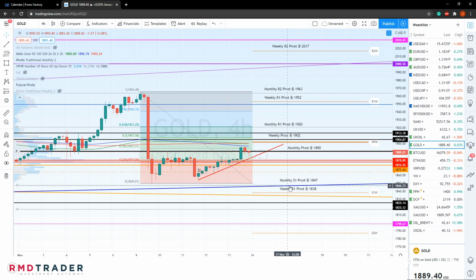If at any stage price were to break below this, let's call it diagonal support, that could see another test of this area of maybe 1,847, and that is where our monthly S1 pivot meets up with this larger diagonal support. There's also the chance, of course, that price manages to make up for this sell-off from last week and recover the ground lost, and that could see price then move back towards this area in between 1,952 and 1,963, which is the area between the weekly R1 pivot and also the monthly R2 pivot.